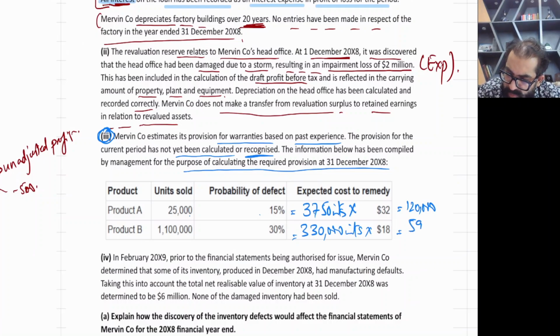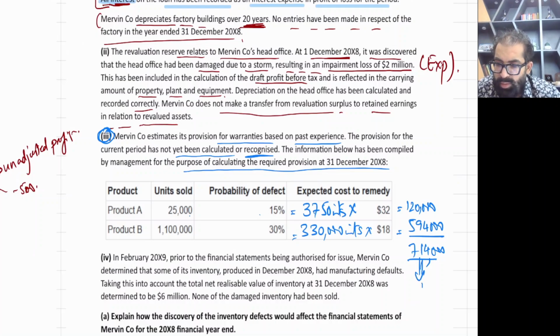So it's going to be 594. Now 594 plus 120, 714,000. Okay, so this is your closing provision.